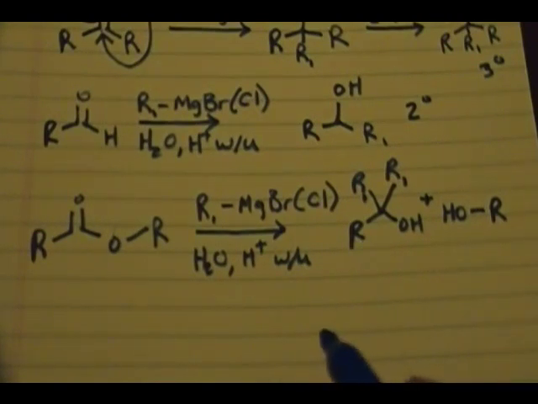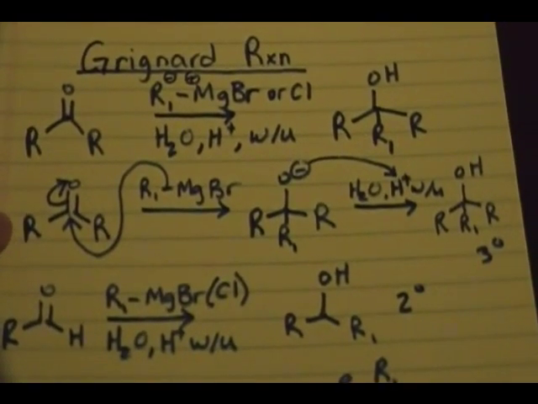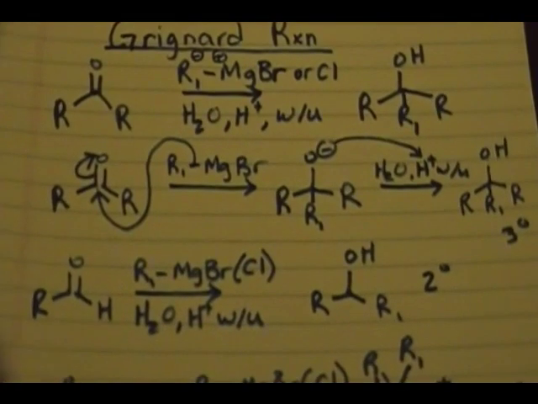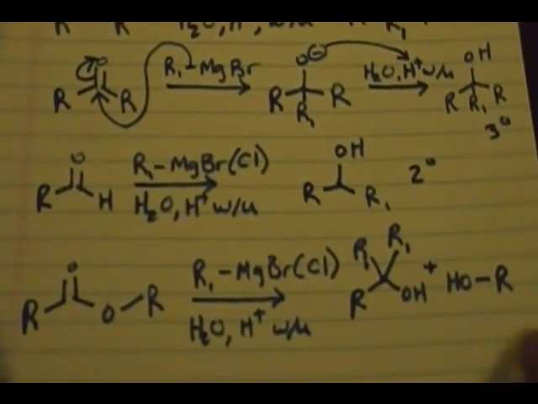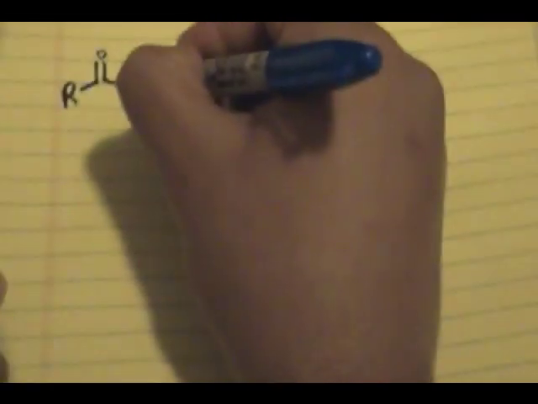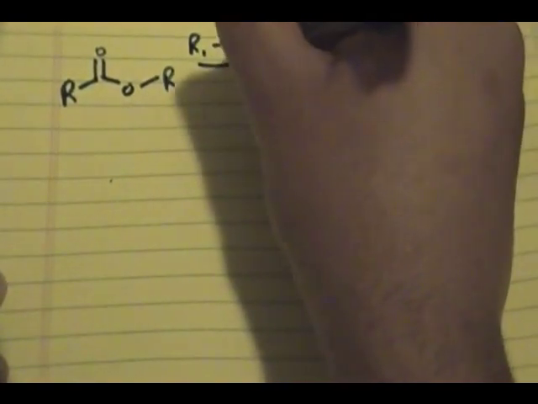Now I'll show you guys the mechanism for this one, because it does not follow the typical mechanism like I have drawn here for the ketone or for the aldehyde. So the mechanism for this is a little bit longer, but it's pretty straightforward. So let's get to it. Okay, so the mechanism for this ester will be, if you have this ester here, and it's reacting with this Grignard reagent, R1MgBr.